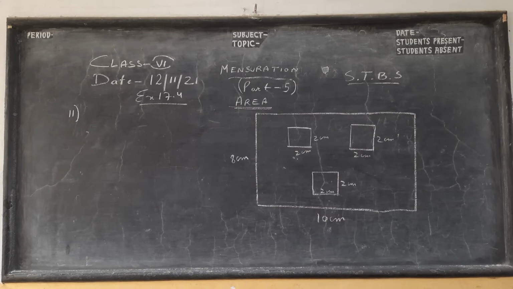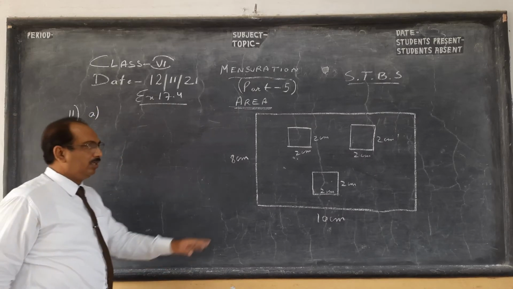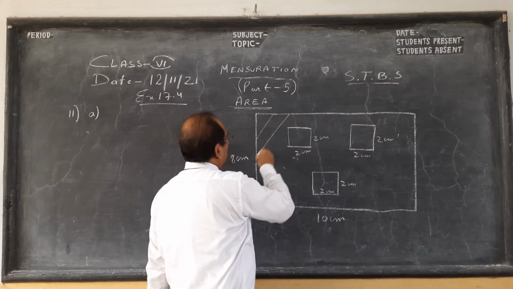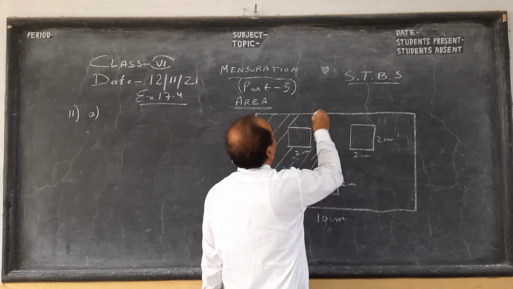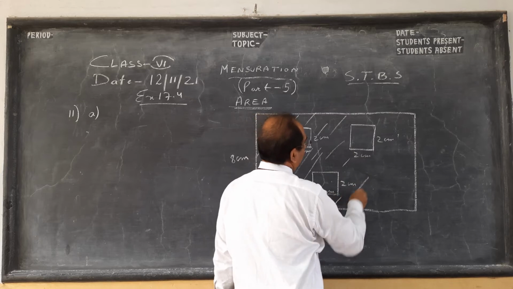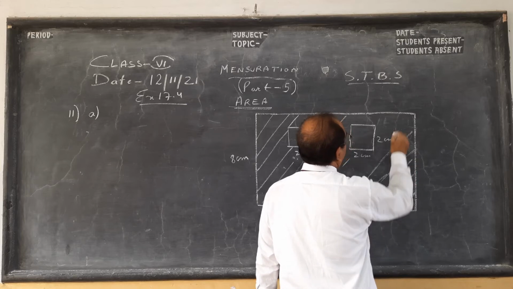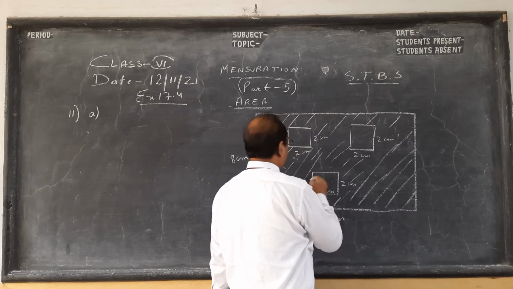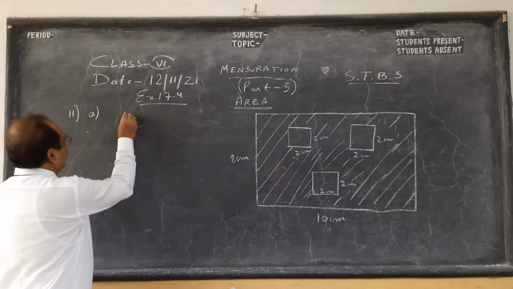Next we see, children, question number 11a. Here a big rectangle is given in which these three particular windows are not shaded. Means we have to find the area of the shaded region. Suppose you put walls on your house, but for windows you have to let the air come, the breeze come. Same way, what is the area of this shaded region? We have to find it.